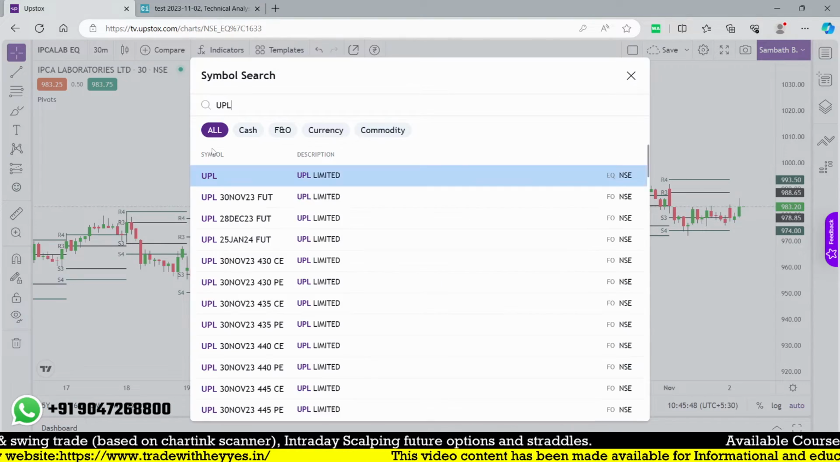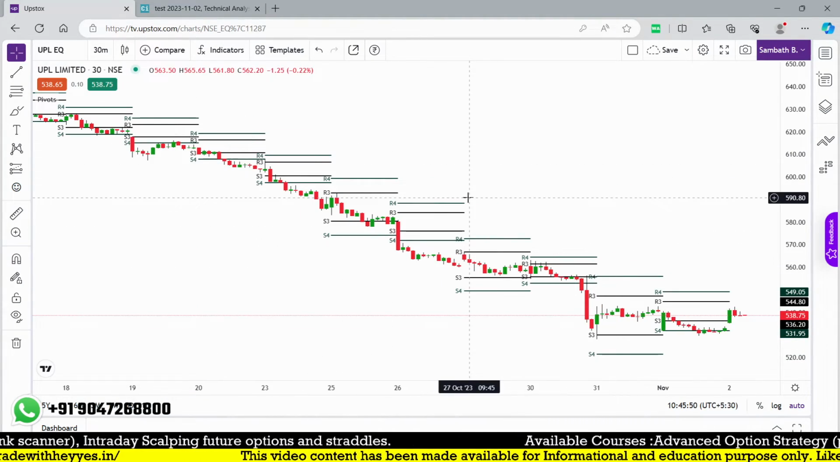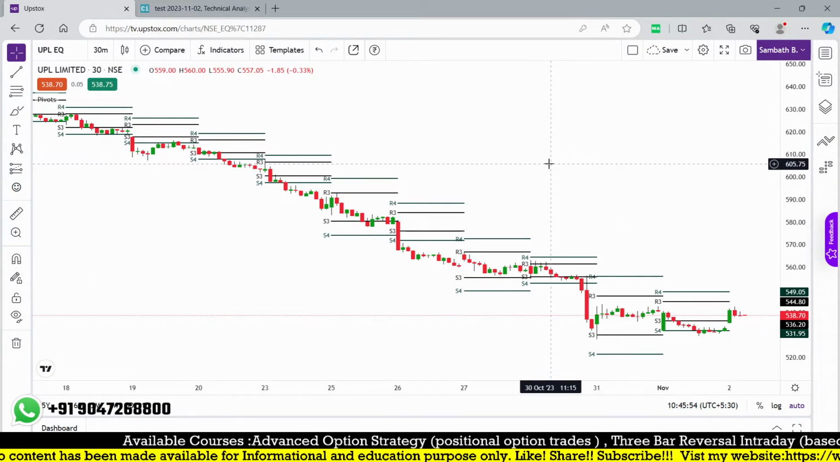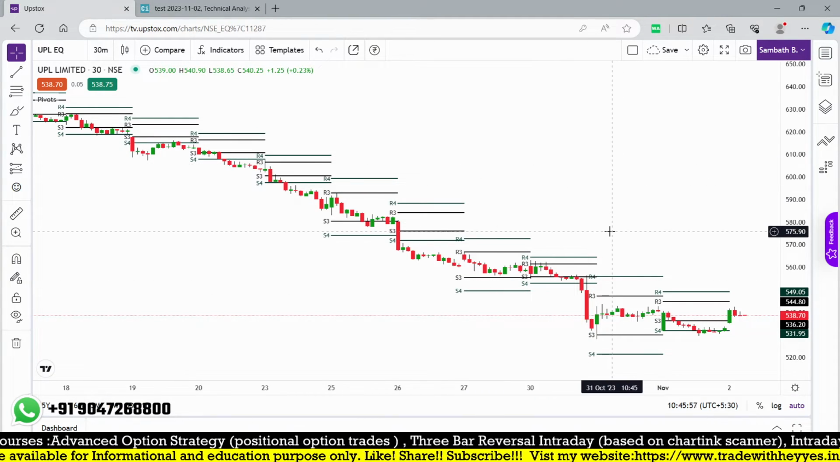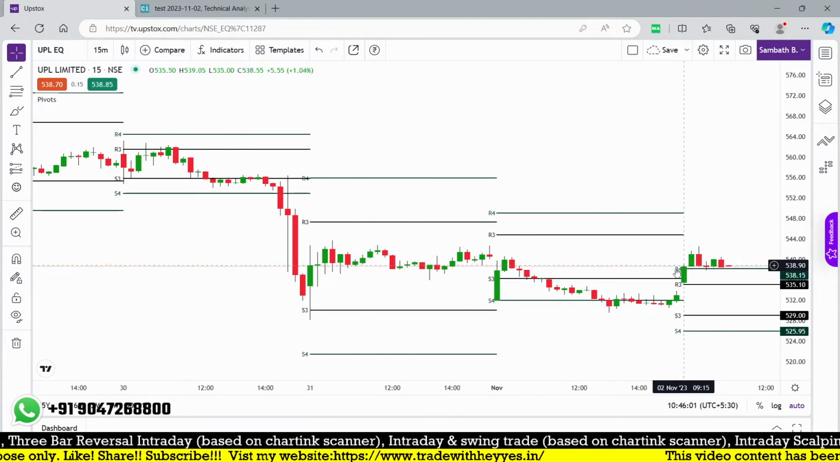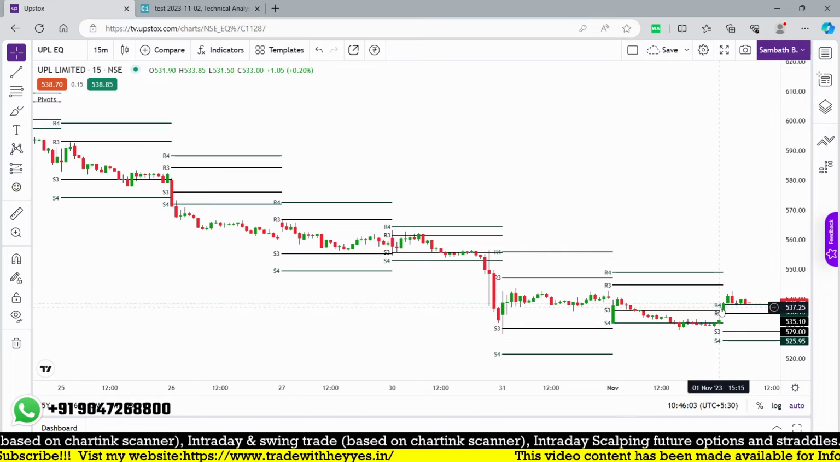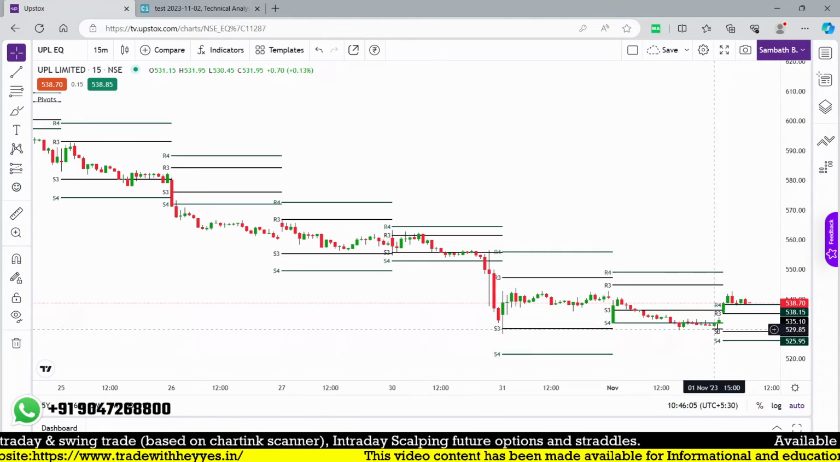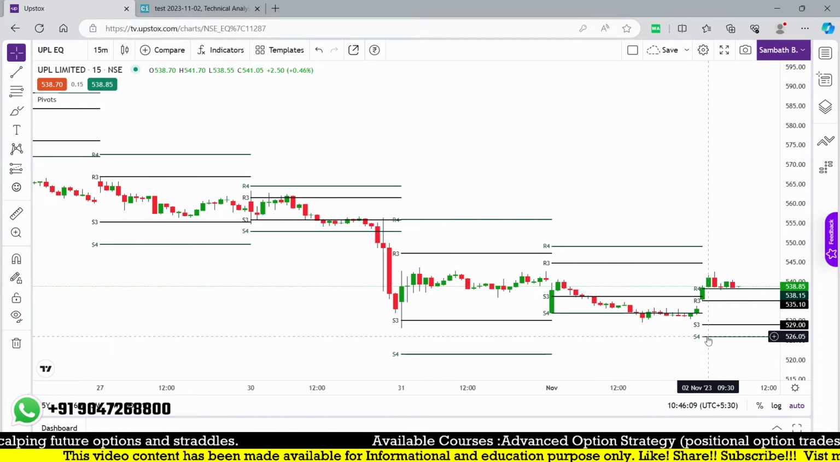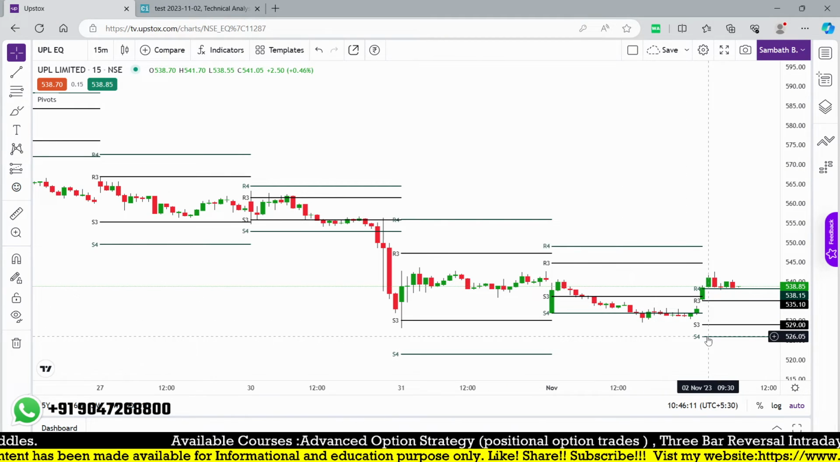Let me go for UPL. After consecutive down, UPL, okay, 30 minutes. You can look at this. It started above the R4. So consecutive down, and only the candle which closed above the R4. So you can see, look at this clear downtrend. We can take an entry and maybe S4 as a stop loss, which we can plan for this.